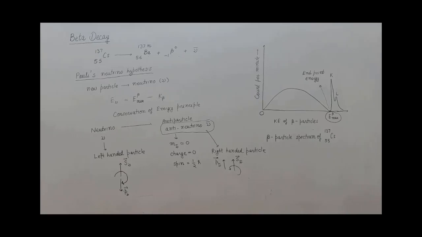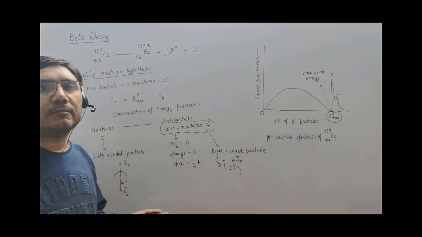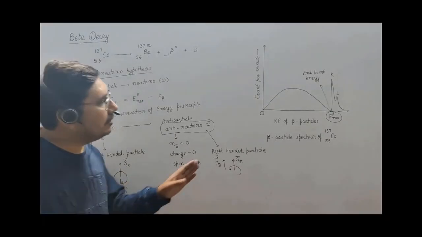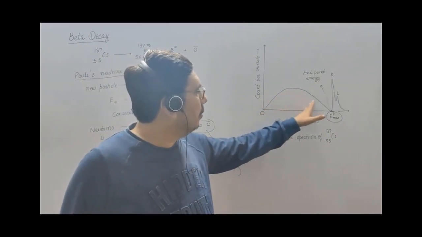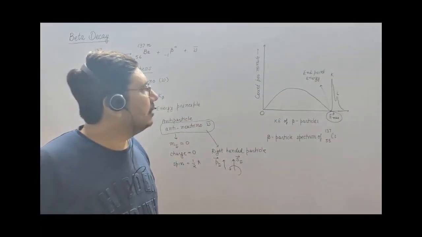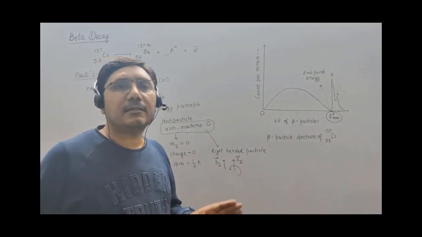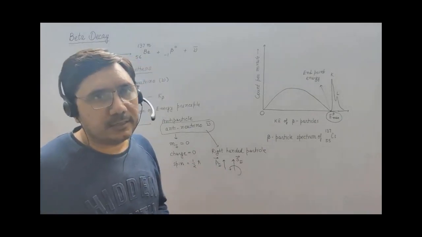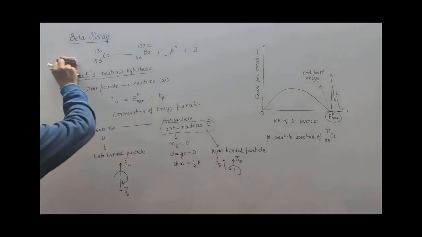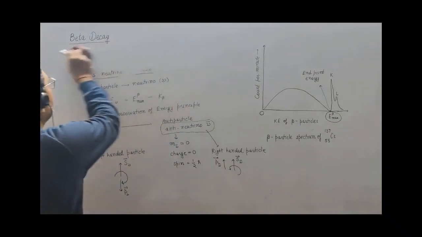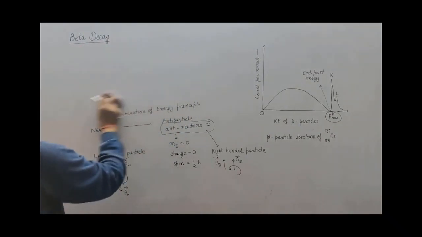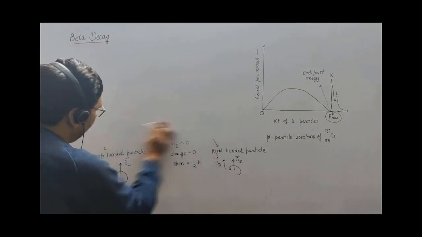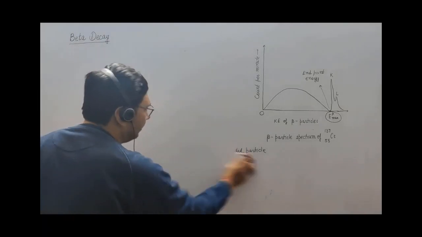Later on, Fermi gave his theory of beta decay, which was based on quantum mechanics, and on the basis of his theory, he was able to explain this continuous behavior of the beta particle energy spectrum, as well as find out the decay constant lambda. So, next is Fermi's theory of beta decay.